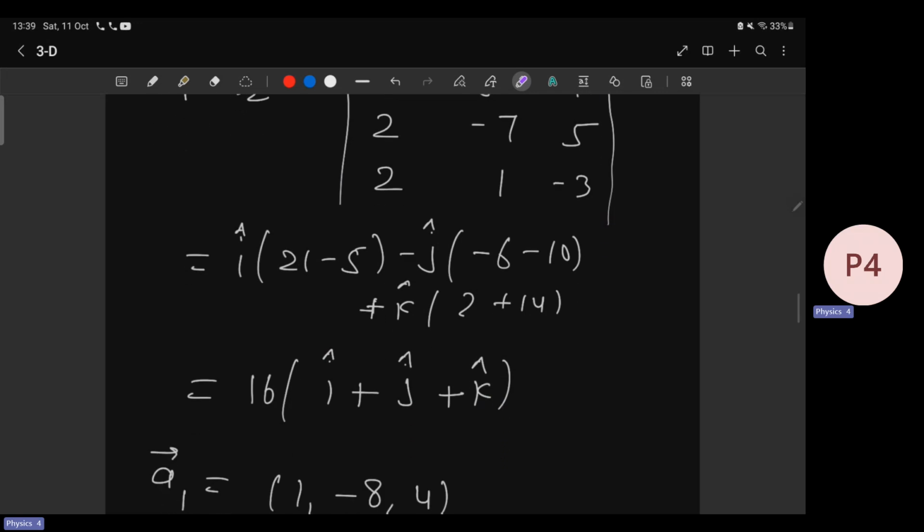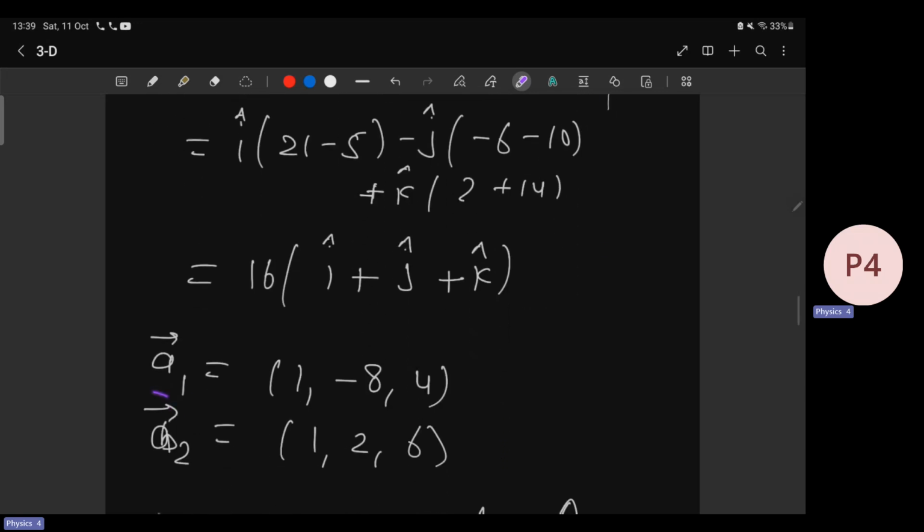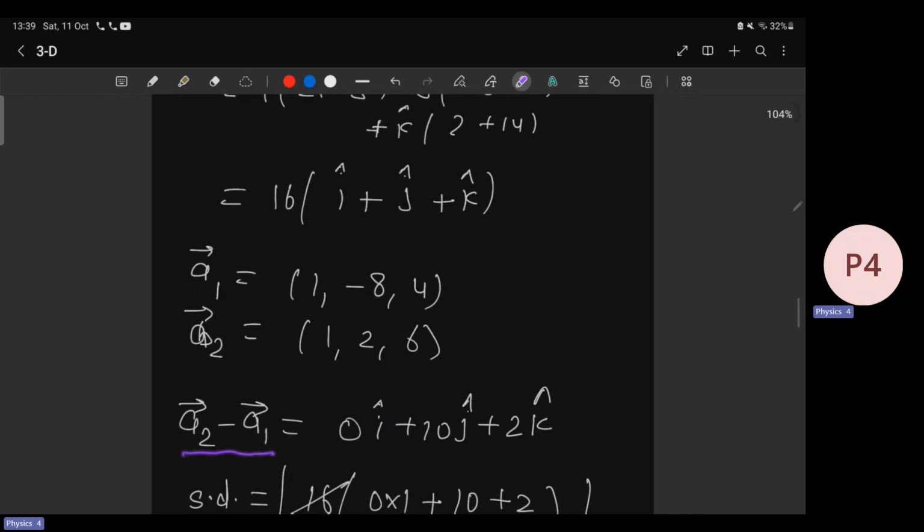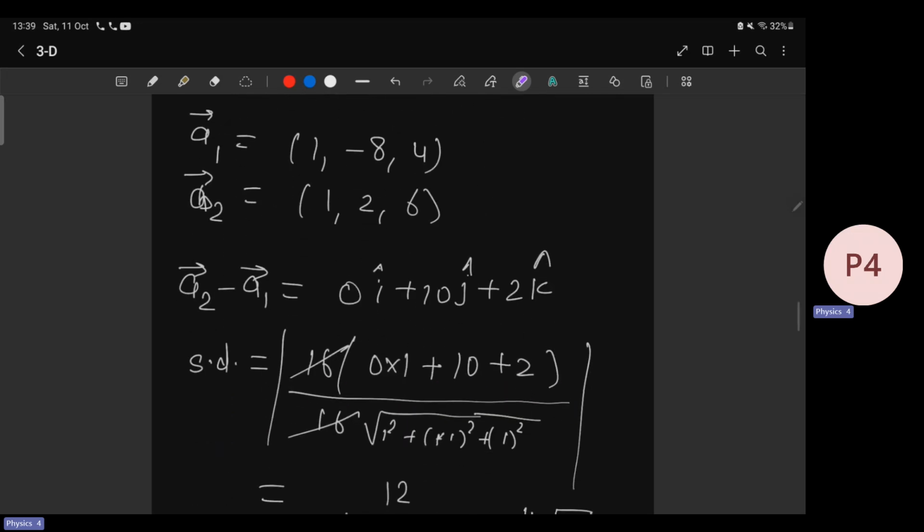This is B1 cross B2. We have the A1 vector, that is the position vector of a point on line 1, 1 comma minus 8 comma 4, and the A2 vector is the position vector of a point on line 2, that is 1 comma 2 comma 6. All right. So A2 minus A1 can be easily found as 0 i cap plus 10 j cap plus 2 k cap.